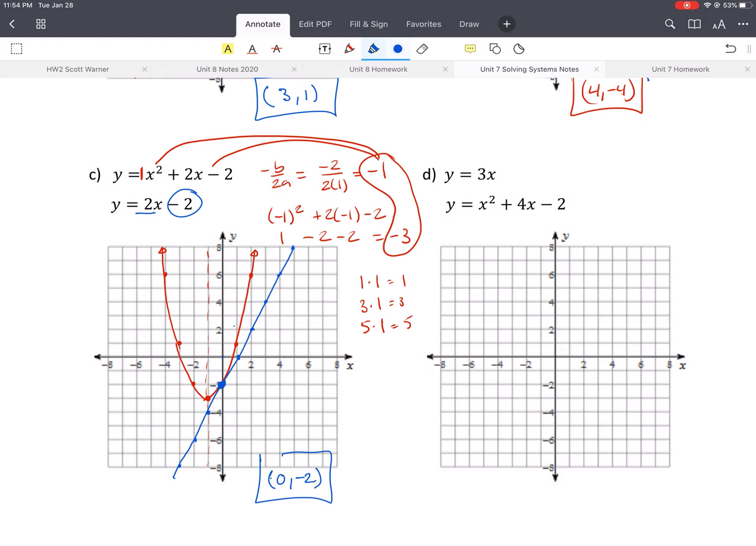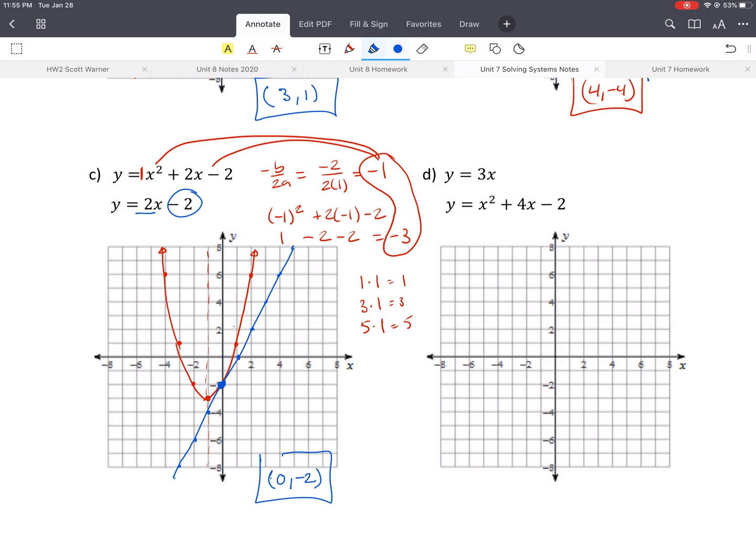Okay? And we could have had a graph that went like that, and that would have given us 2 intersections. We could have gotten a line like that, which would give us no intersections, or something like this, no intersections. So there's no guarantee until you graph it to see how many there are.